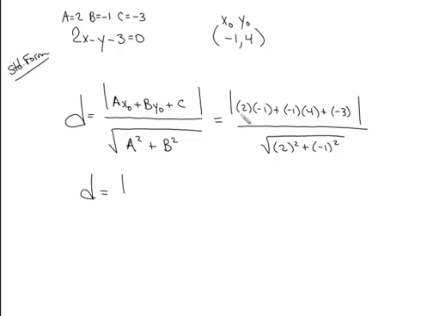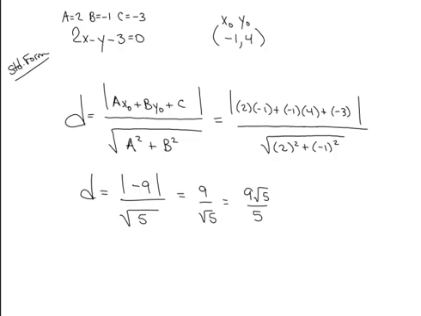That's the absolute value of negative 2 plus negative 4 is negative 6, plus negative 3 is negative 9 again, divided by the square root of 4 plus 1, which is 5. So this becomes 9 over square root of 5. So notice this gives us the same answer. And again, you can ignore on the assignment the instruction to do each problem both ways, in part A and part B. You only have to do it one way.